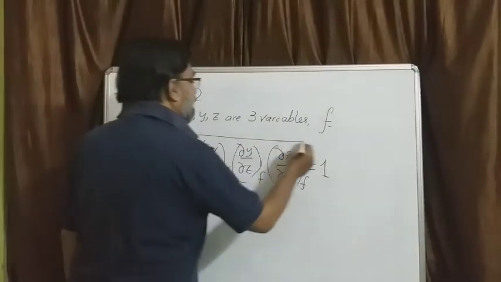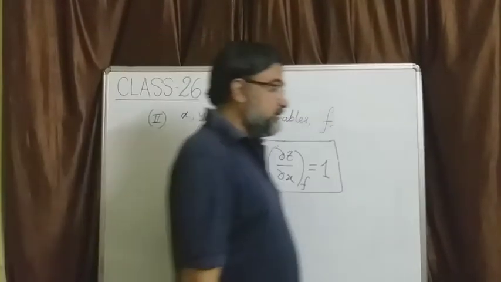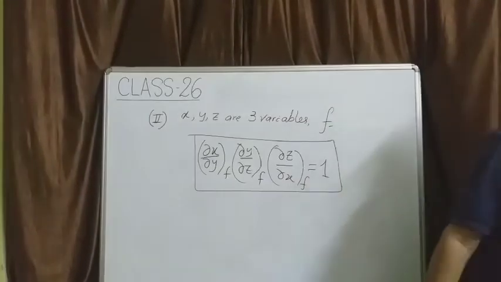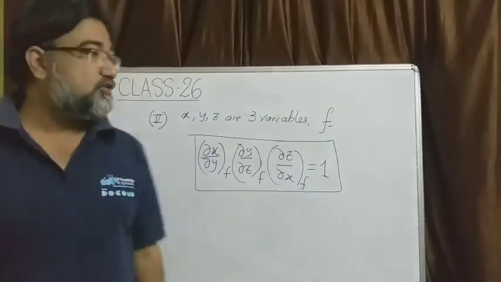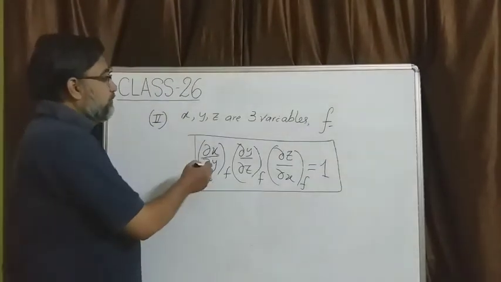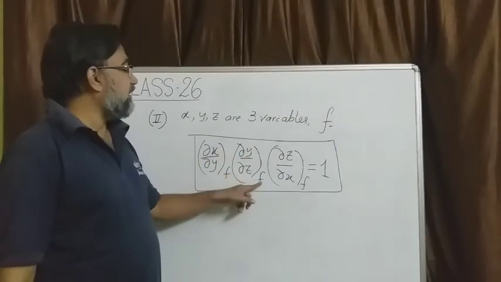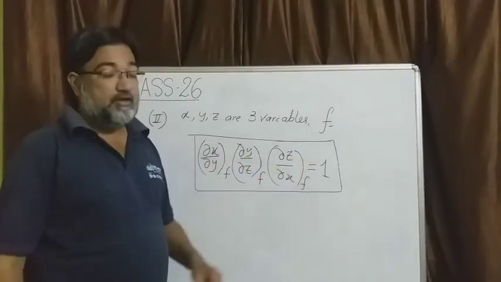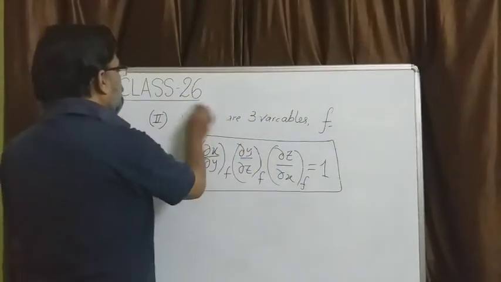This is the second theorem statement. It says if x, y, z are three variables and they are related to each other by a function f, then (∂x/∂y)_f (∂y/∂z)_f (∂z/∂x)_f is equal to 1. This is the second expression that you need to remember.